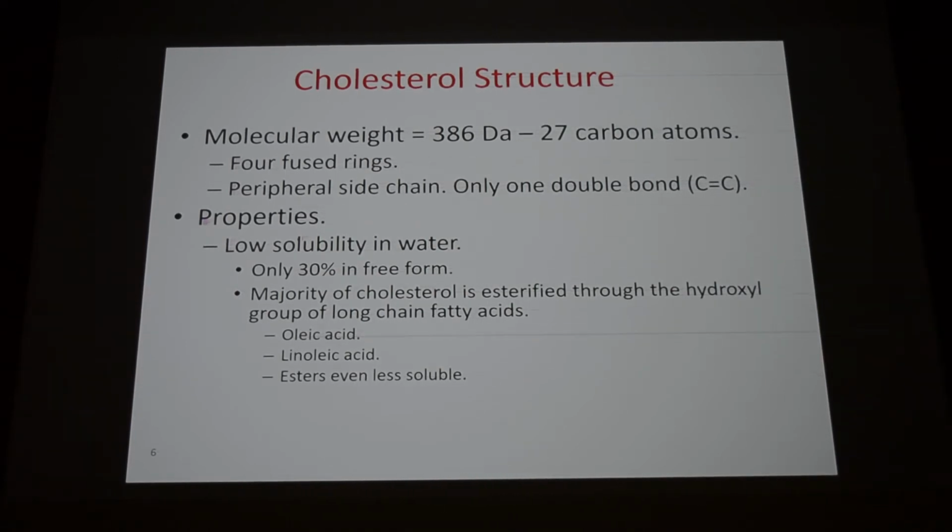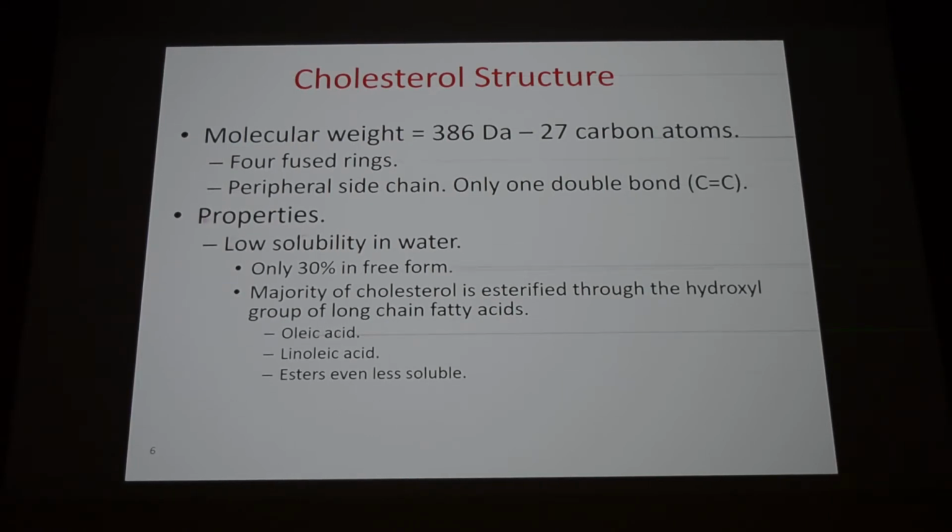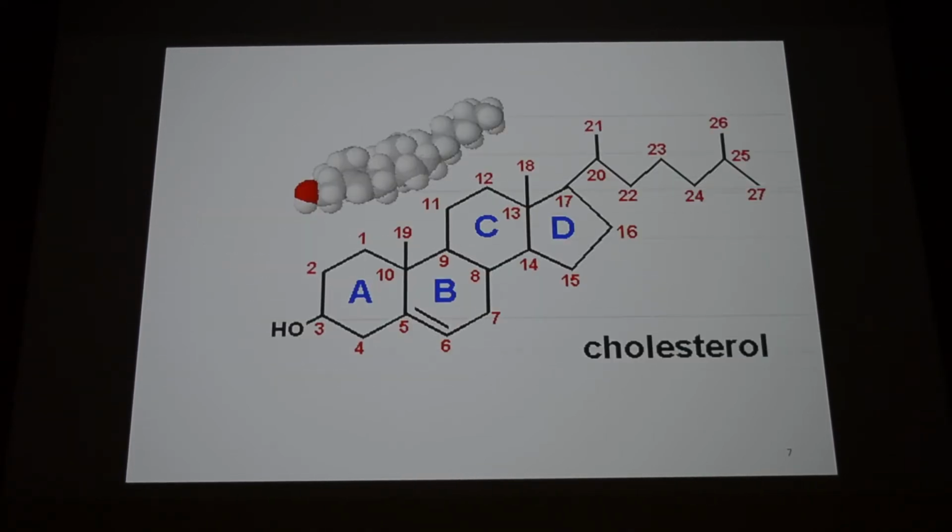So oleic acid or linoleic acid will bind to the OH group of cholesterol, forming the cholesterol ester. And because the solubility is coming only from this OH, and if this OH binds to a fatty acid, so we expect that the cholesterol ester will be less soluble or more soluble than cholesterol? Less, for sure, because we have a fatty acid, so it will decrease the solubility of the cholesterol. So this is the structure of cholesterol.